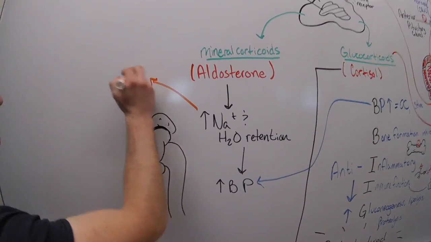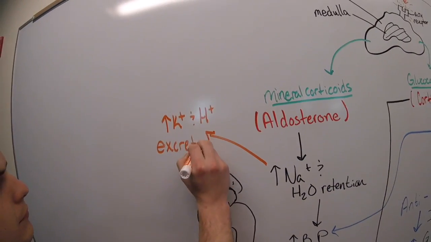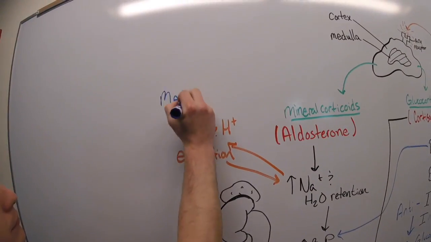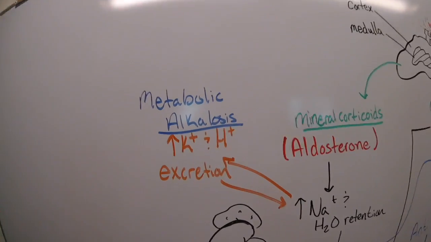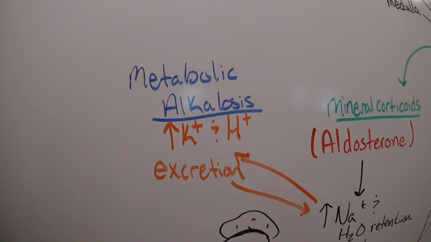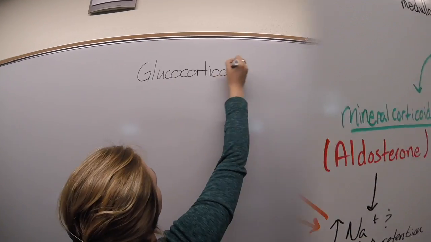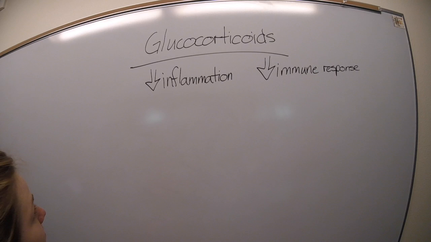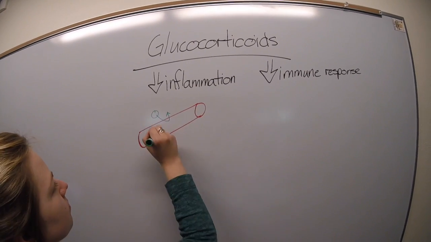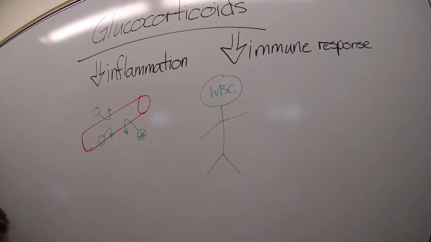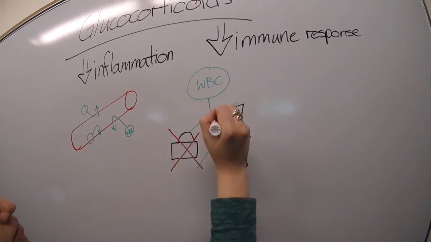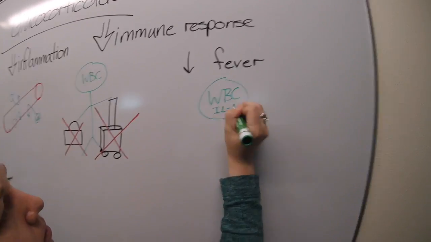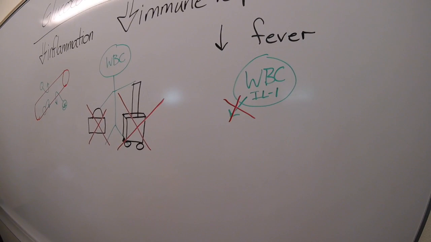As a last tidbit, the increased influx of sodium and H2O retention results in an excretion of both potassium and hydrogen ions and can result in both hypokalemia and metabolic alkalosis. Exogenous glucocorticoids work to decrease inflammation and suppress the immune response. This is done by decreasing capillary permeability, decreasing migration of white blood cells, and decreasing fever by suppressing the release of pyretic agent interleukin-1 from white blood cells.